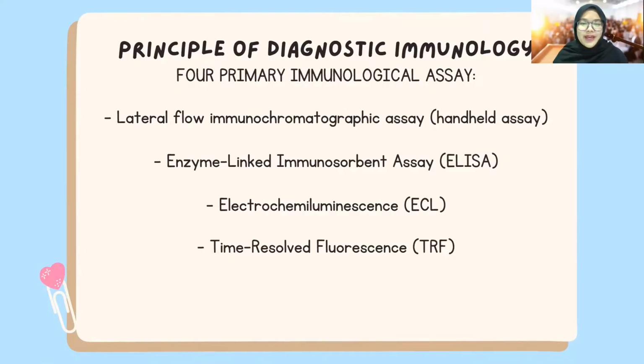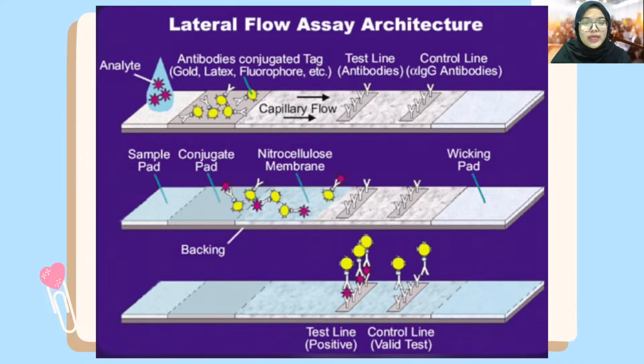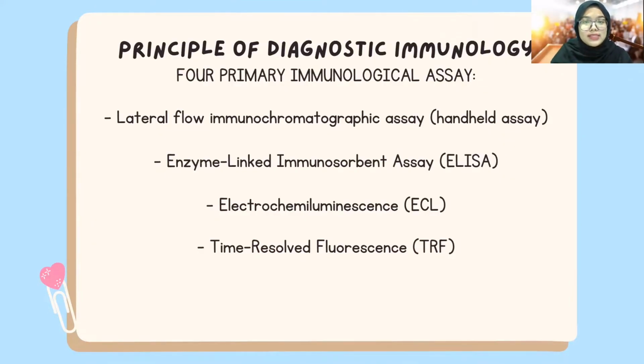The principle of diagnostic immunology: there are a total of four primary immunological assays. The first one is the lateral flow immunochromatographic assay. It is a handheld assay device. It is simple to use and it is a diagnostic device used to confirm the presence or absence of a target analyte, such as pathogens or biomarkers in humans or animals.